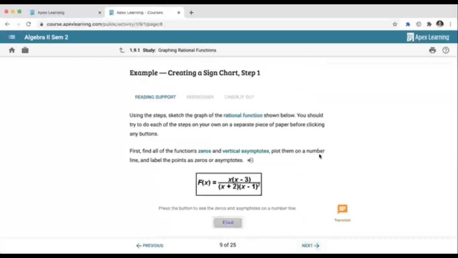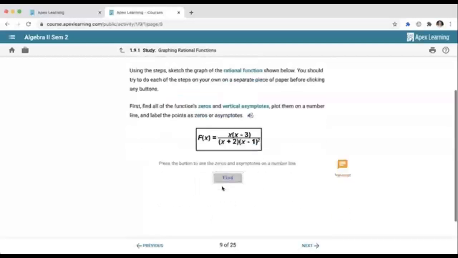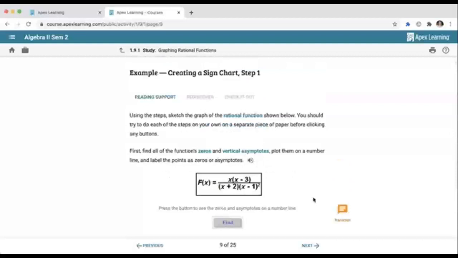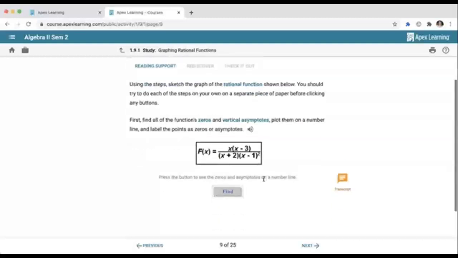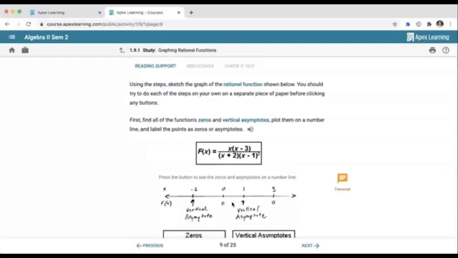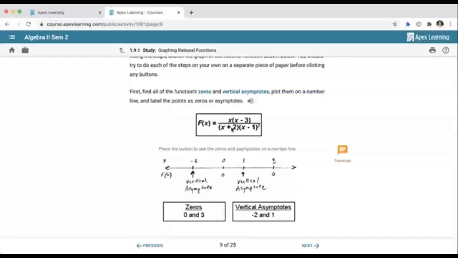All right, so I will let you look at that more in depth, just for the sake of time. I don't want to spend too long, but again, there are a couple of good examples here. So just finding the zeros and finding the vertical asymptotes. Remembering that zeros are where the top is equal to 0, and asymptotes are where the bottom is equal to 0, right? So finding those major points, okay?